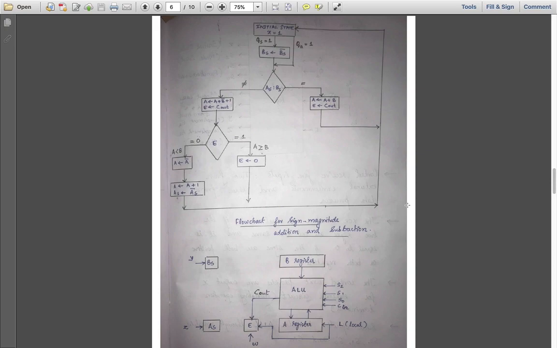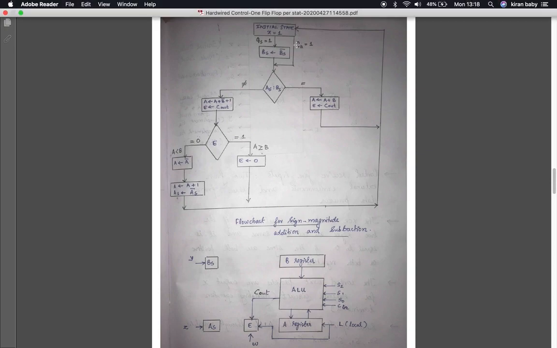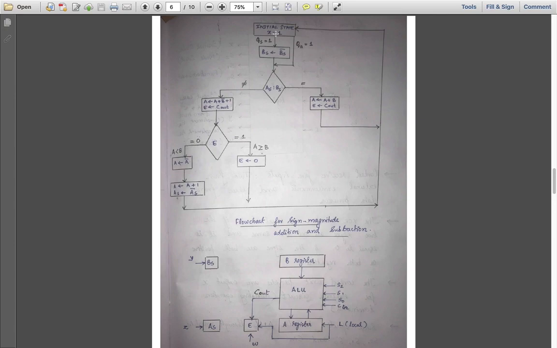So how is this flow chart? Initially, for the operation to start, your x should be equal to 1, and then from that state, whether to go on to perform an addition or a subtraction depends upon the symbol QS. If QS is equal to 1, then it means that a subtraction is going to take place. If QS is equal to 0, then it means that an addition is going to take place.